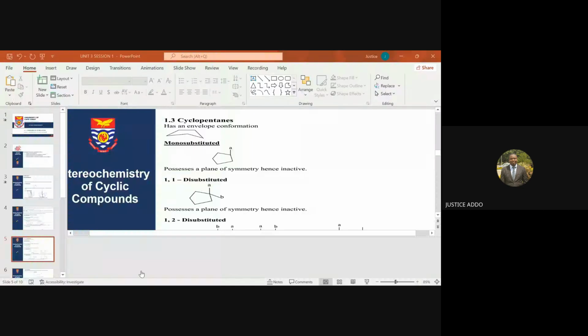And if you say that there's a plane of symmetry, it means what? It means that the molecule is optically inactive. And if we made that statement, that the molecule is optically inactive, then what should follow is that the molecule exists in one form.